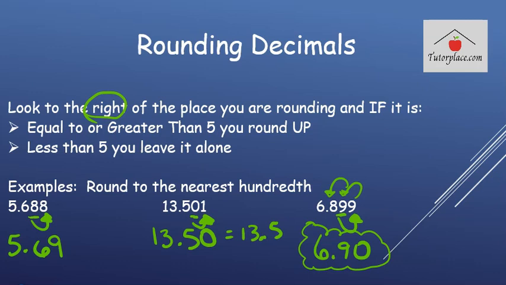Okay, so there you have it. Just remember, when you're rounding decimals, you're going to look to the right of the position in which you're rounding. So make sure that you look at the directions closely. If it's hundredths, tenths, ones, whole numbers, it could be any position. Just make sure you read those directions clearly and then look to the right in order to be able to round.